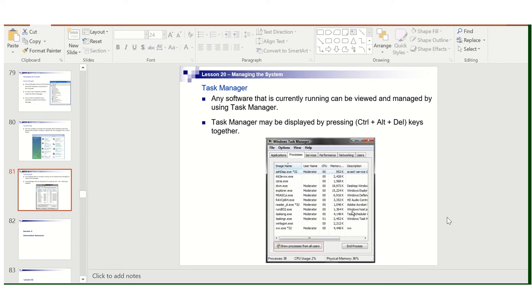I also ask you to go to your My Computer, you know where that is. Then you right-click and go to Properties. Get to know how much hardware you have, RAM, and the likes. Right.